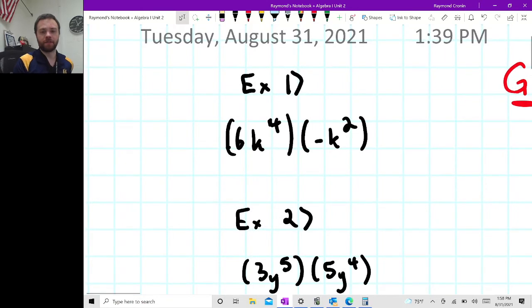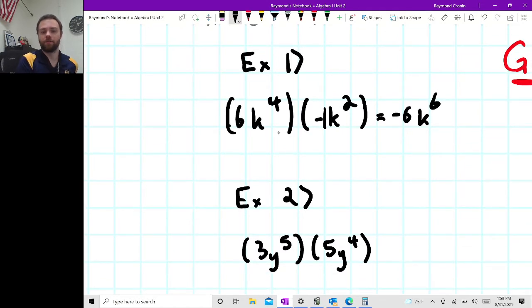Okay, so our first example is a monomial times a monomial. So you want to get used to multiplying monomials. So you've got 6k to the fourth times negative k squared. Anytime you see a negative in front of a variable, there's understood to be a 1 there. So you've got 6 times negative 1, which is negative 6. And then k to the fourth times k squared is going to be k to the sixth. Okay? So you add the powers if you're multiplying like bases. So k to the fourth times k squared is going to be k to the sixth.